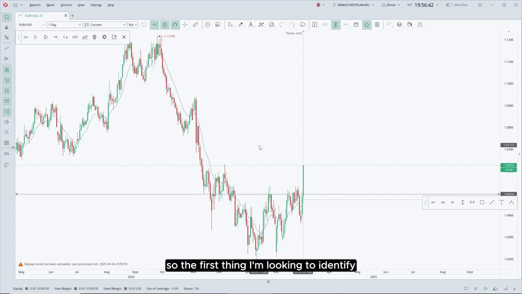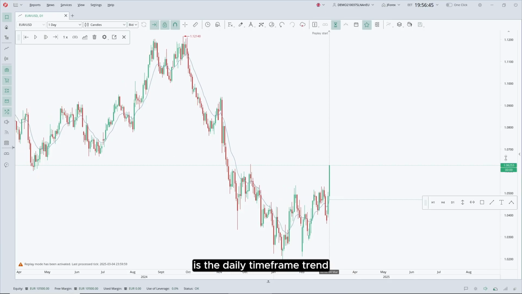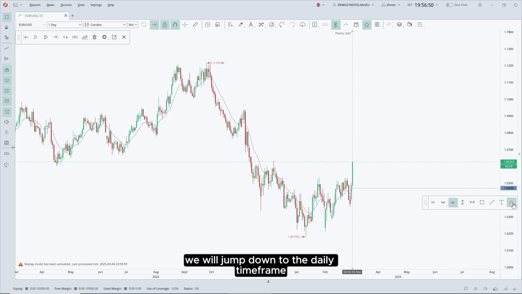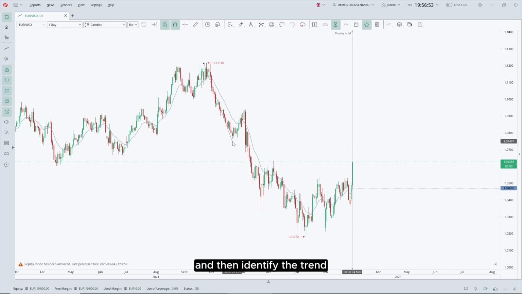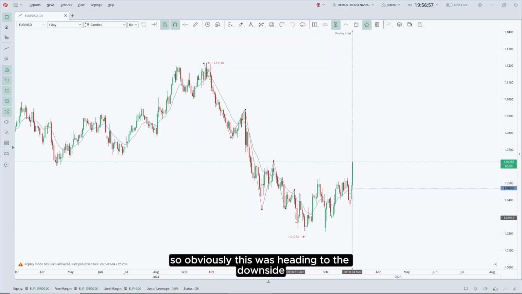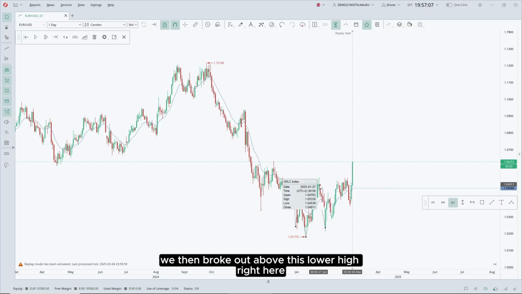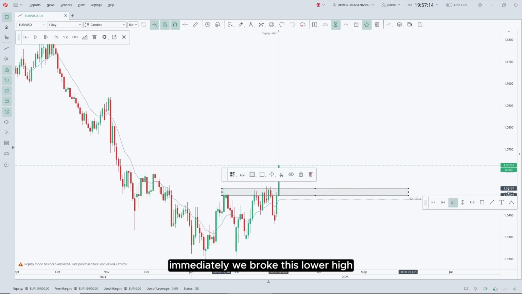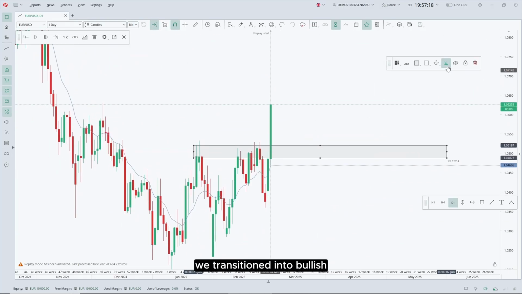So the first thing I'm looking to identify is the daily time frame trend. We will jump down to the daily time frame and then identify the trend. So obviously this was heading to the downside till we then broke out above this lower high right here. So let's map that out to make it clear. Immediately we broke this lower high, we transitioned into bullish.